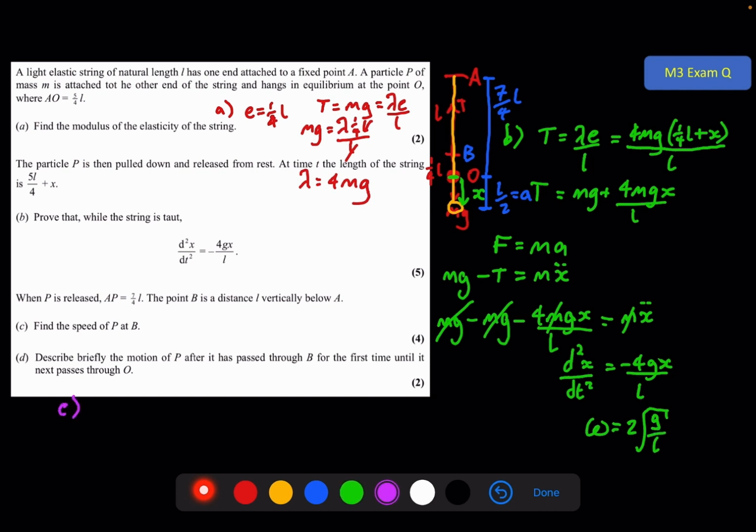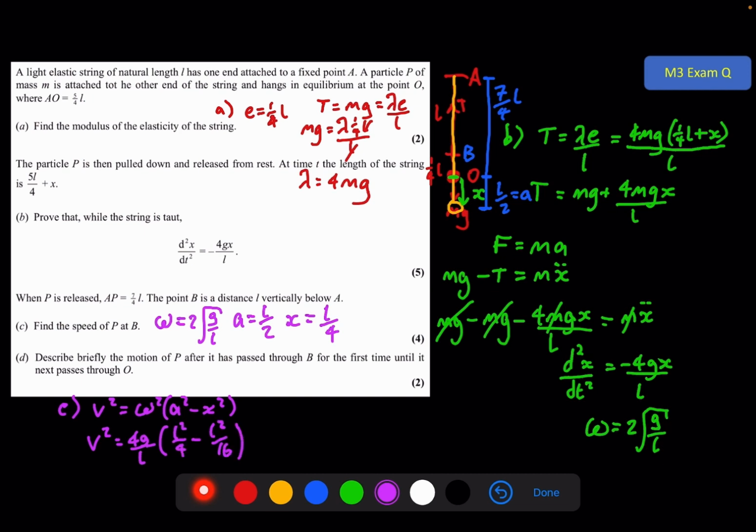So to find the speed at B, we can use this equation, where omega is equal to 2 root g over L, a is equal to L/2, and x at point B is equal to L/4. V squared equals 4g over L, times L squared over 4 minus L squared over 16. That gives 3gL/4, so V is equal to root 3gL over 2.